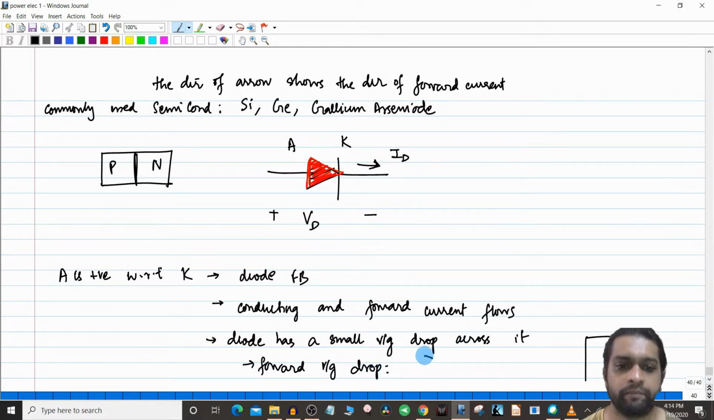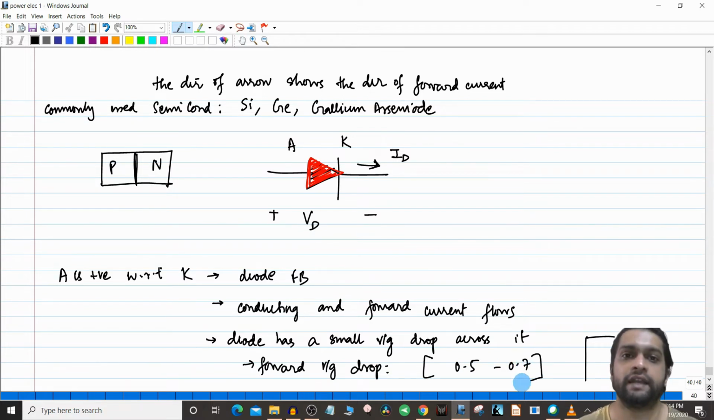Usually that ranges from 0.5 to 0.7 volts depending upon the material of construction, depending upon silicon, germanium, or gallium arsenide. It can have values from 0.5 to 0.7. Usually in numericals they will give this value, telling you what value to take to solve the numericals.